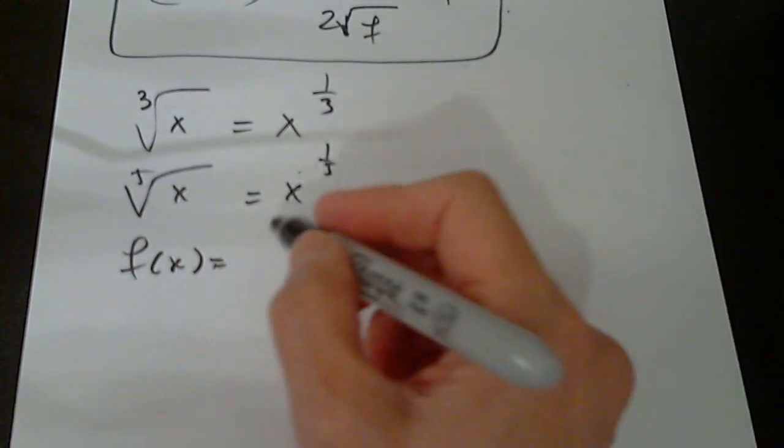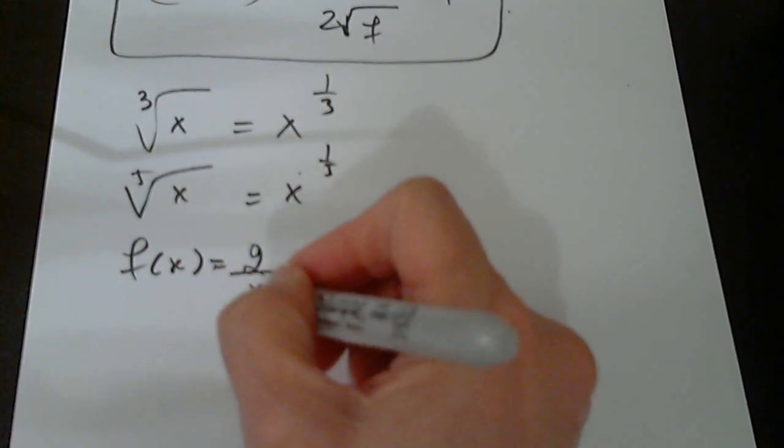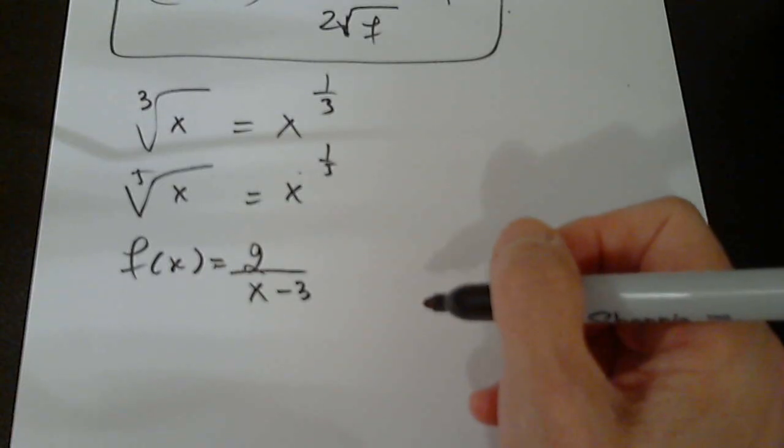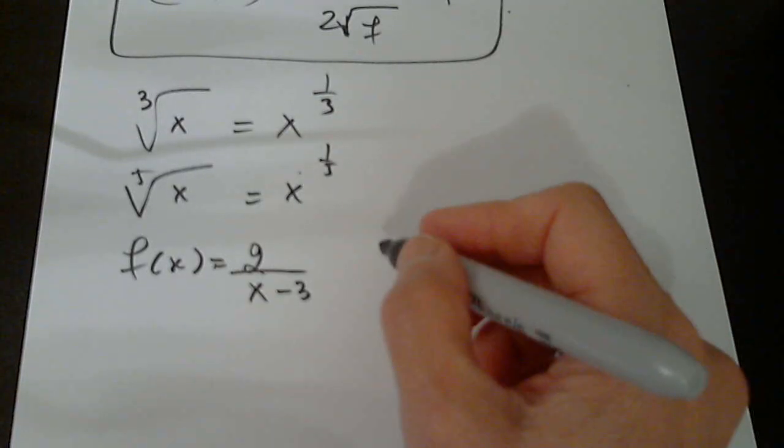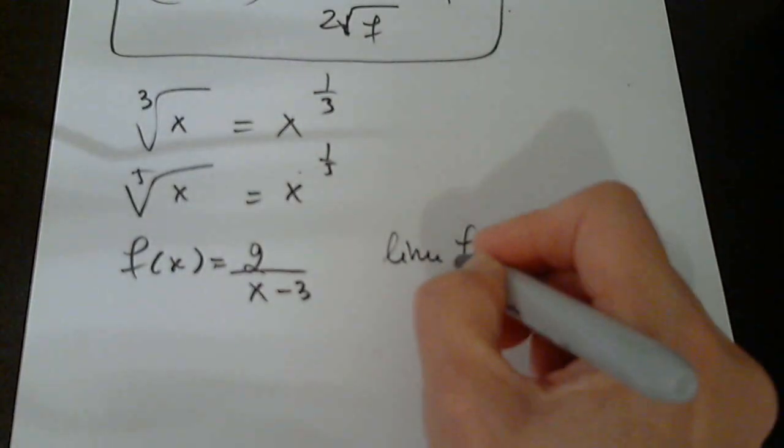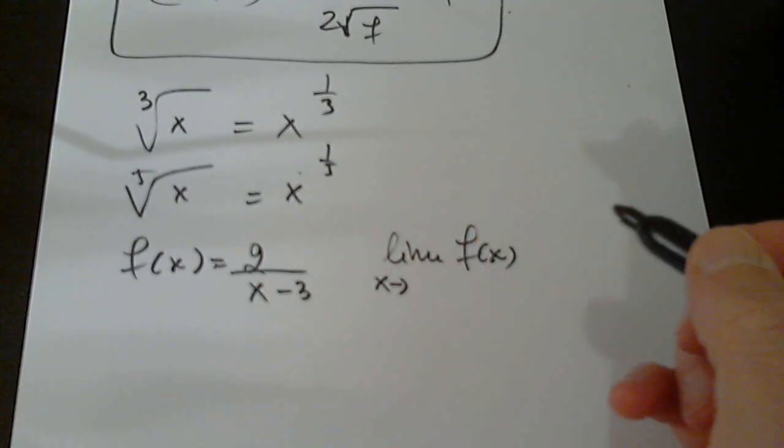f of x equals 2 over x minus 3. Find the limit of f of x as x approaches 3.